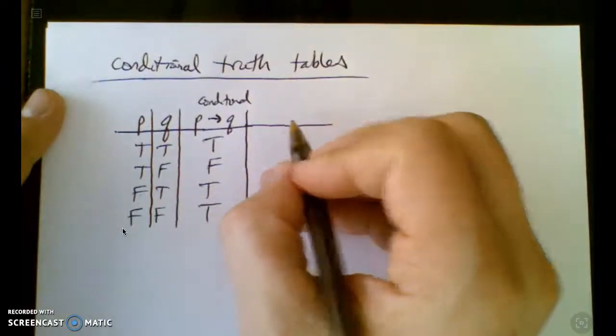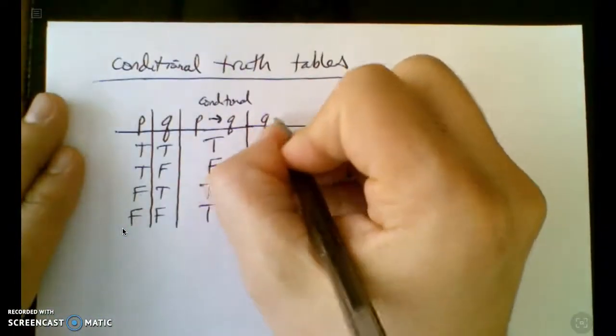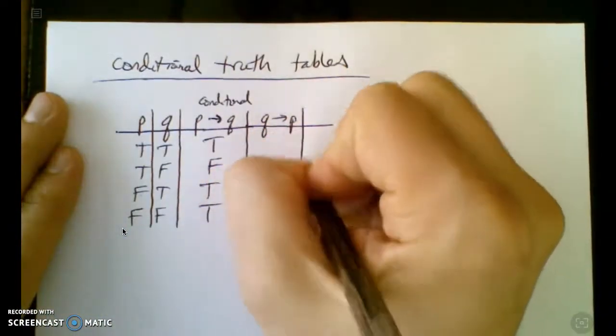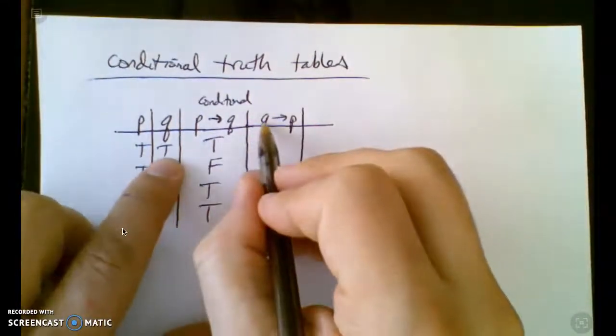Okay, so now let's look at the other ones. The second one, the converse, was Q implies P. Okay, so Q, P. So this would be if the Q, now you got to look backwards.